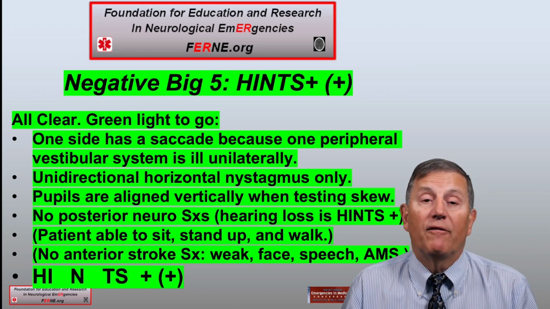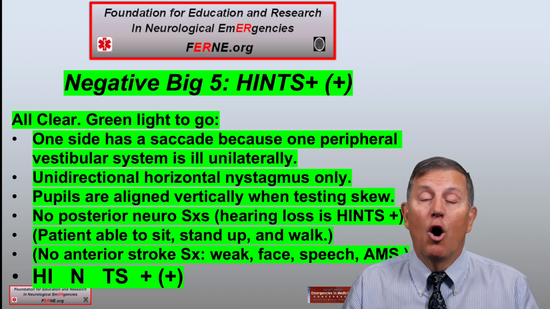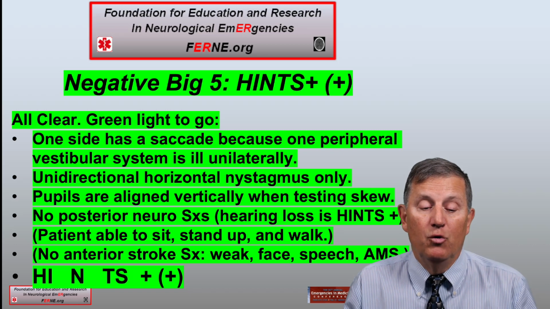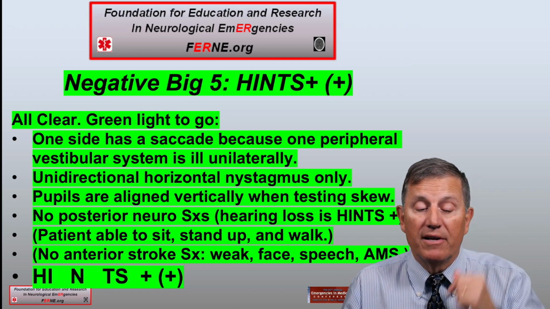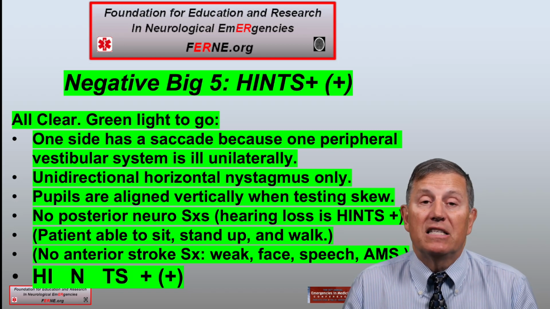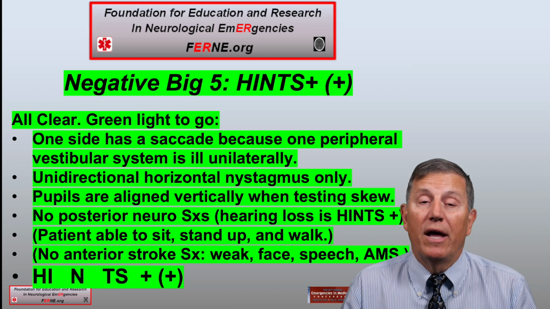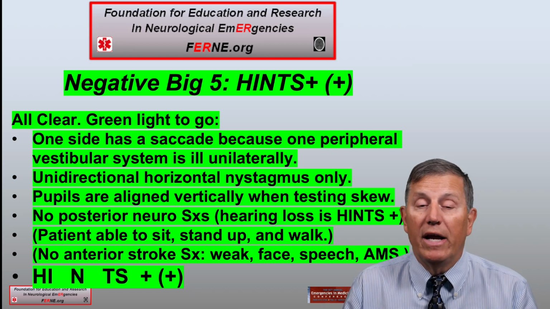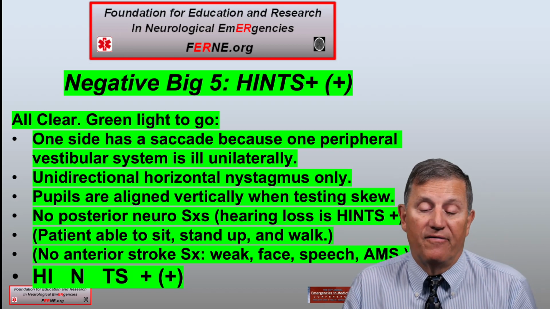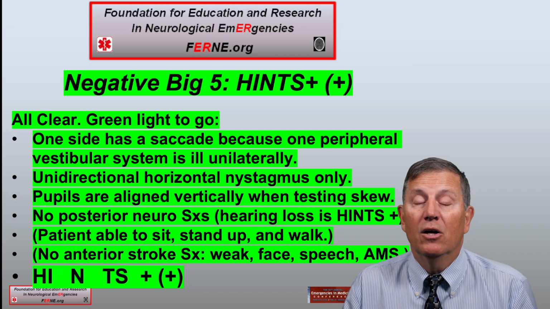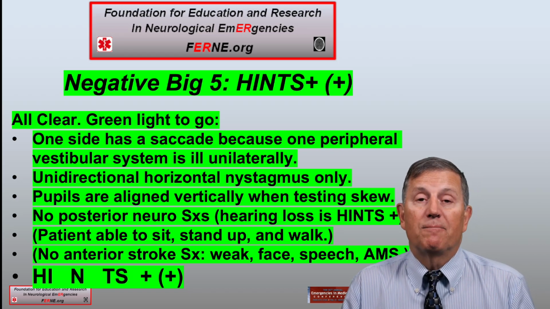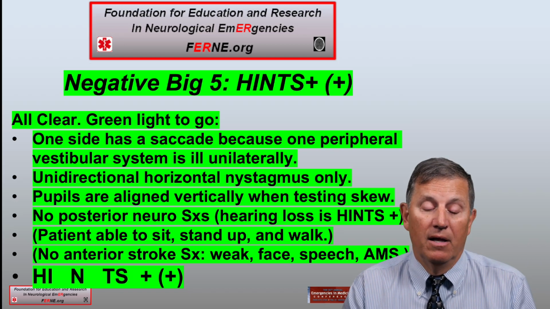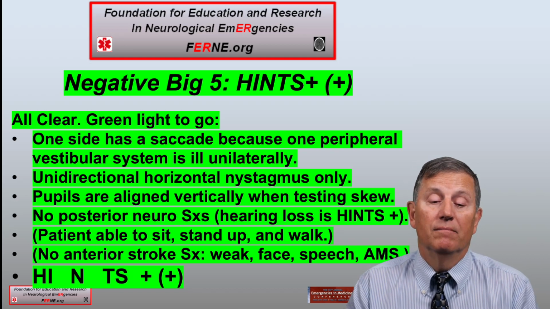You also need to have the pupils aligned, no vertical skew. You need to have no posterior neurological symptoms, no hearing loss. The patient needs to be able to sit, stand up, or walk. And then you need to have no anterior stroke signs, no weakness, no unilateral face findings, no speech abnormality, no altered mental status. In other words, this is the HINTS Plus exam listed at the bottom of the slide.